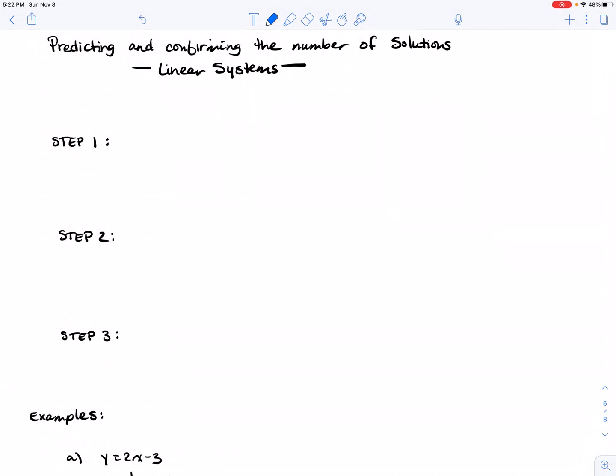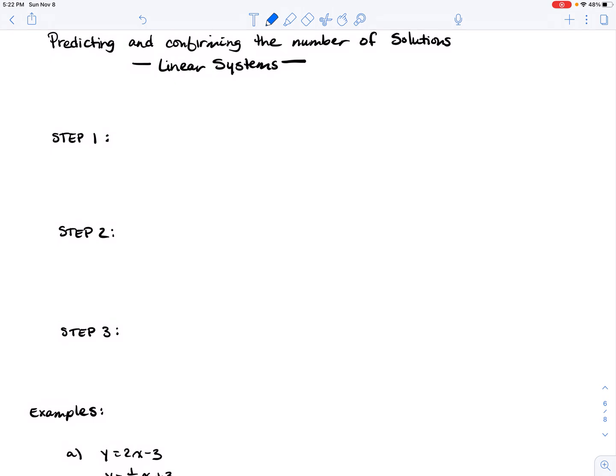Welcome to the tutorial for predicting and confirming the number of solutions in linear systems. The first thing that we have to look at when we're looking at linear systems is to put both equations in slope-intercept form. And you'll see the reasons why when we look at steps 2 and 3.